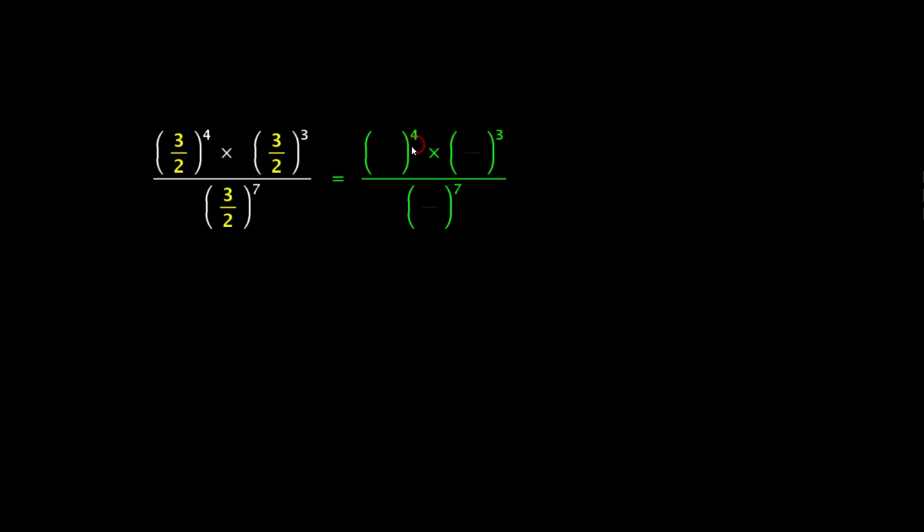If those blank values were same, powered by 4 on the top, powered by 3, and powered by 7 on the bottom. The top part, as long as the values are same, is going to be the same value. Add the two exponents. Bottom is just copy and paste. Finally, whatever the value on the top and bottom, as long as they're same, is going to be same value powered by 7, same value powered by 7. And the answer is 1. Anything same divided by anything same, the answer is 1.